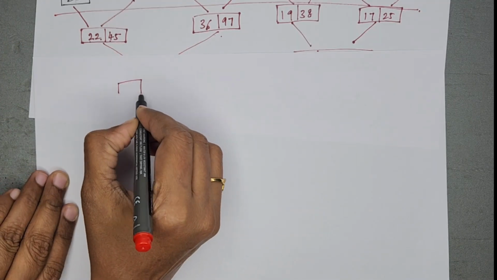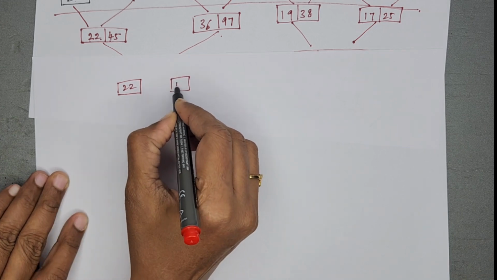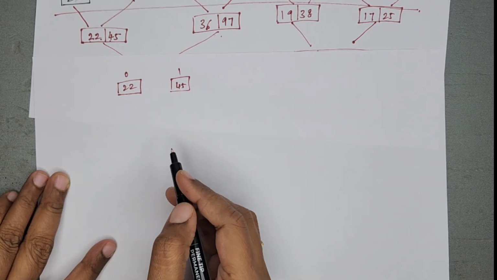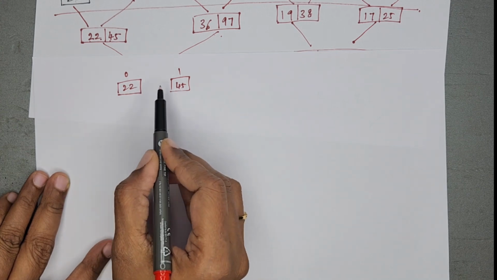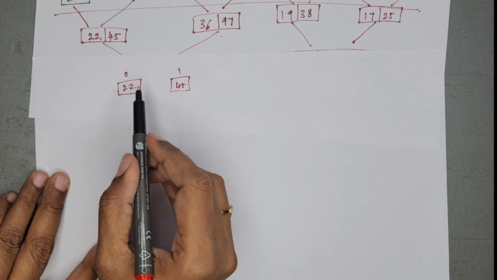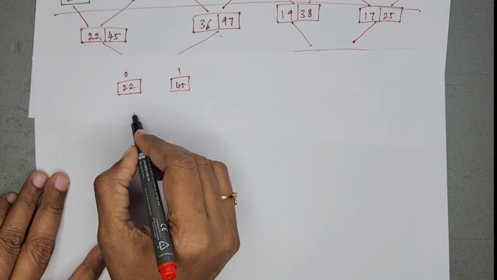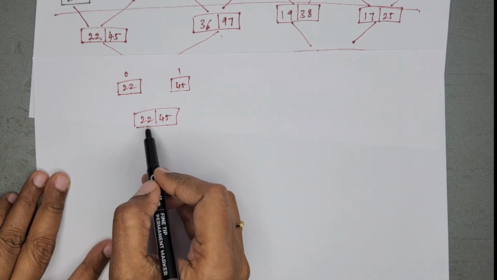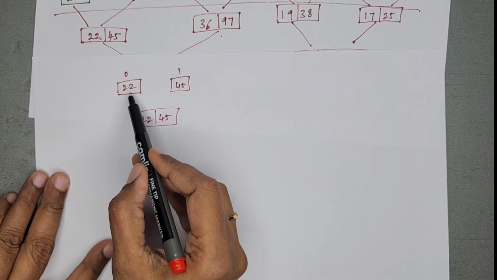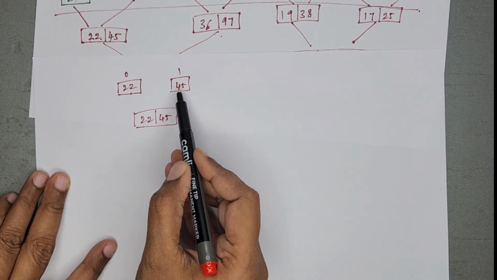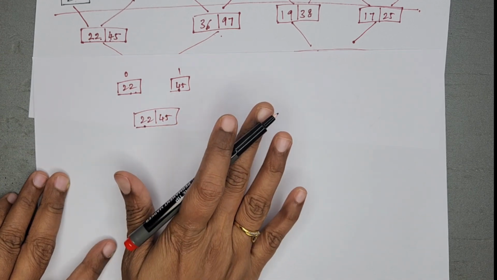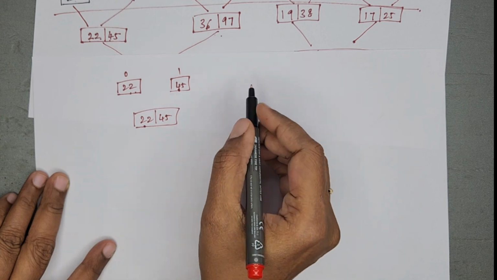If there are only two elements, 22 and 45, this is the 0th position, and this is in the first location. Which one is the smallest element? 22. No need to swap anything, directly we'll get 22 and 45, because 22 is less than 45. Only one comparison we have to perform. If 22 were greater than this element, then that one would be placed first. So if there are two elements, easily we can sort. We'll take one more example.